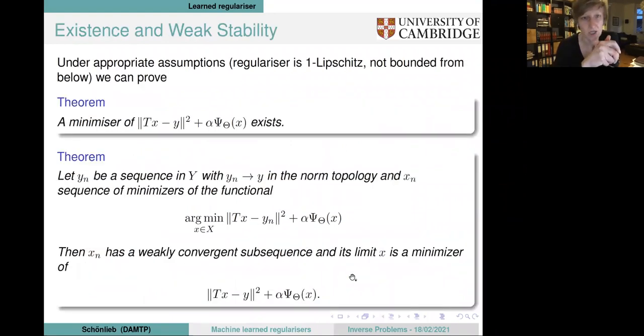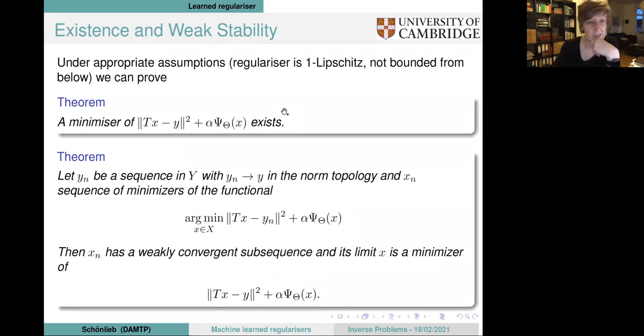Now, in this context, the one thing to say is the only thing I know, and even I don't know this numerically in finite dimensions, I know this asymptotically: my regularizer is one-Lipschitz. This is the only thing I know. I don't even know whether it's bounded from below, at least from the construction that I've just shown you.